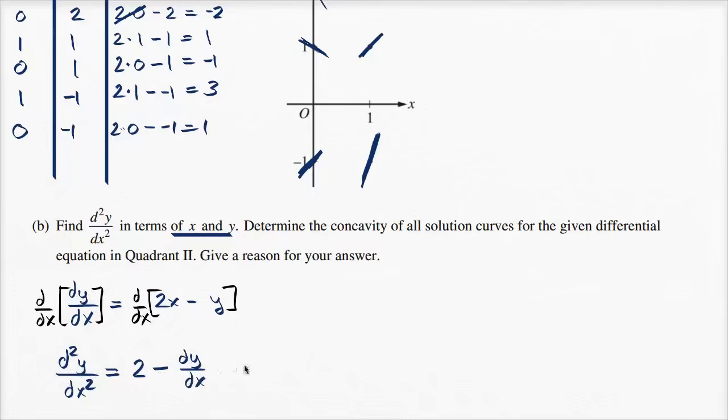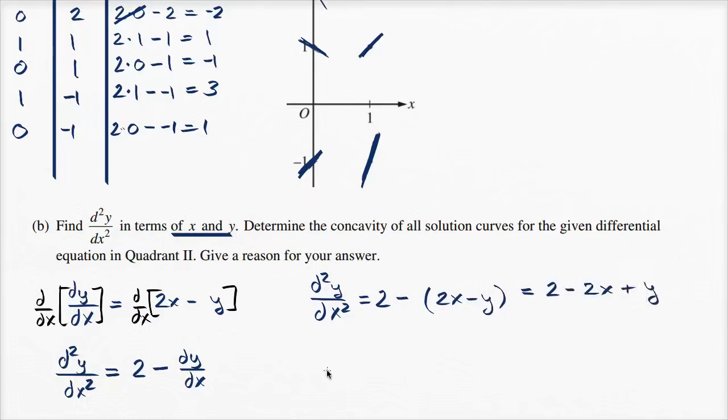And so the second derivative of y with respect to x is going to be equal to 2 minus, well, the derivative of y with respect to x, we already know, is 2x minus y. And so this is going to be equal to 2 minus 2x plus y. And then they say, determine the concavity of all solutions for the given differential equation in quadrant 2.